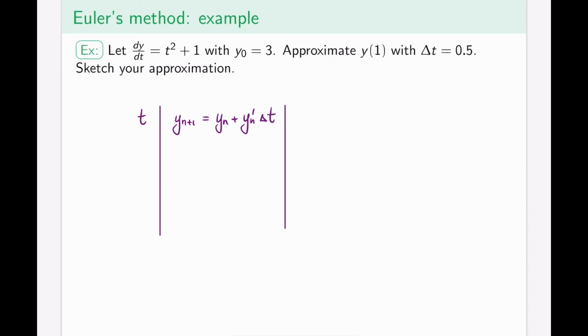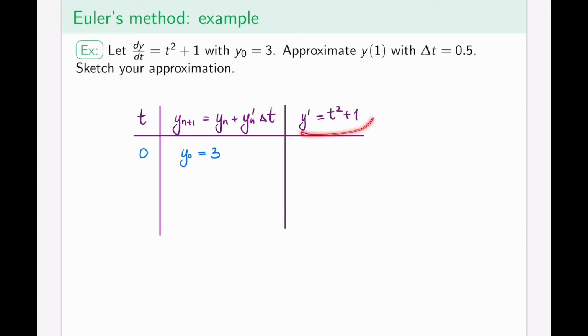And then I am going to keep track of what is the slope at this current point. So y prime is going to be t squared plus 1, as dictated to me by my differential equation. Okay, so what am I given, first of all? I am starting at t equals 0, and I am given that the y value there is 3. So when t is 0, y naught is equal to 3. This is the given information. That is all the given information that I have. Everything else I'll have to compute for myself.